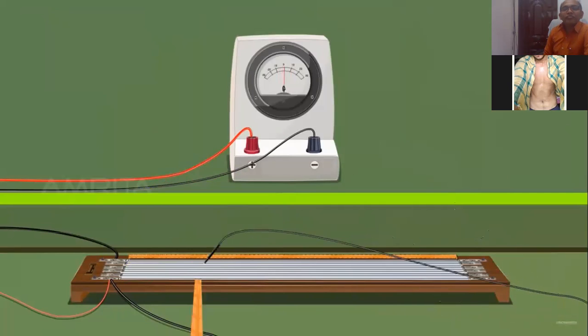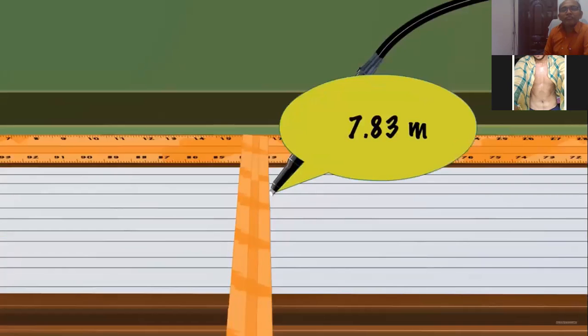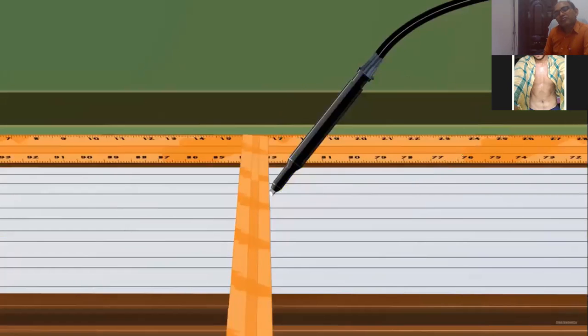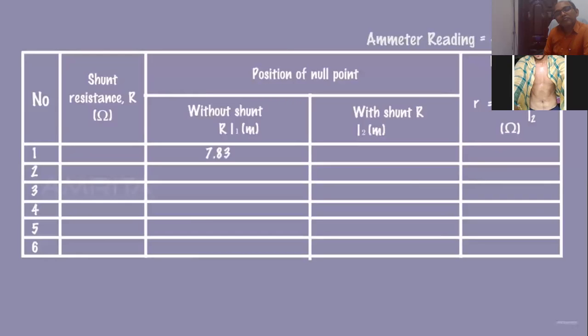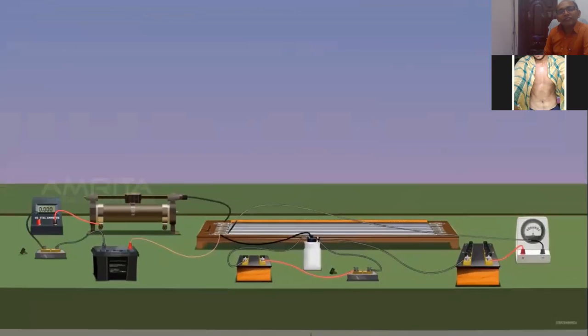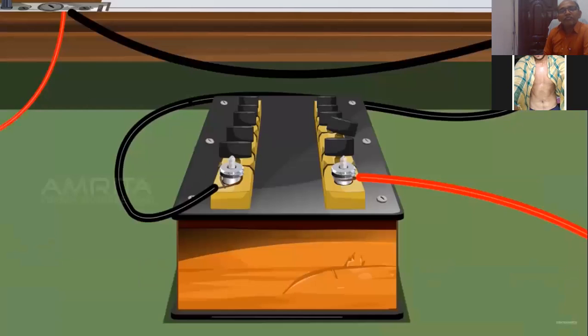Measure the length from point P. It is taken as the balancing length L1. Record the value in a tabular column. Now introduce a low resistance of 0.2 ohm on the resistance box.